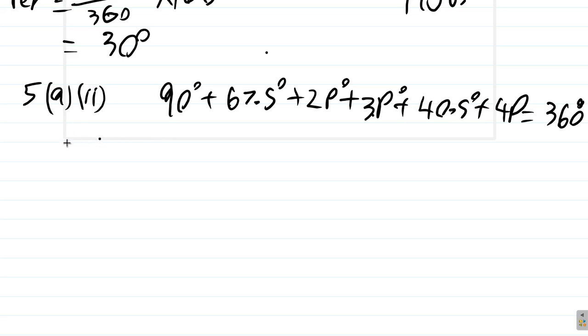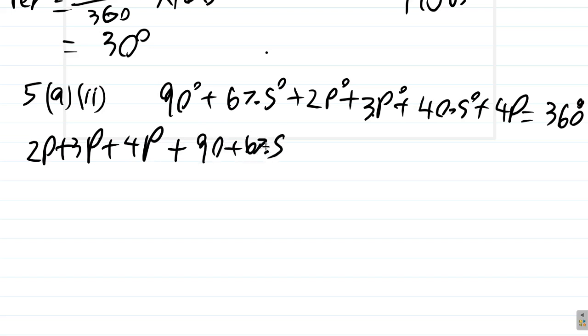Let's put like terms together, all the p's together. You have 2p plus 3p plus 4p. I'm not going to write the degrees here. Plus numbers, 90 plus 67.5 plus 40.5 equals 360. See that? Now you have 2p plus 3p plus 4p. 3 and 2, 5 and 4. That would be what? 9p.